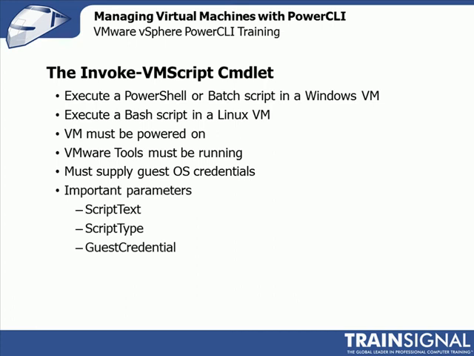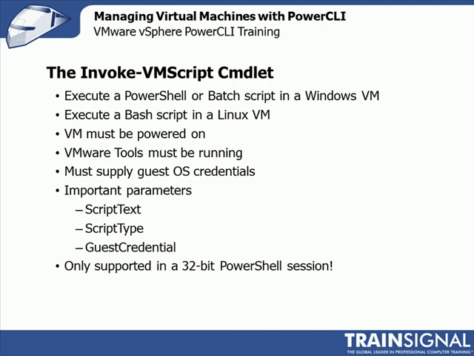The first one is ScriptText, and this is going to actually contain the text of the script that you want to run, and it also has a facility to have a path to a script file, which will then be executed remotely on the virtual machine. Second parameter here is ScriptType, and this is going to be either PowerShell or BAT for a Windows virtual machine if you wanted to execute scripts on those. And then GuestCredential, this is how you supply the username and password to Invoke-VMScript so that it can perform this remote execution.